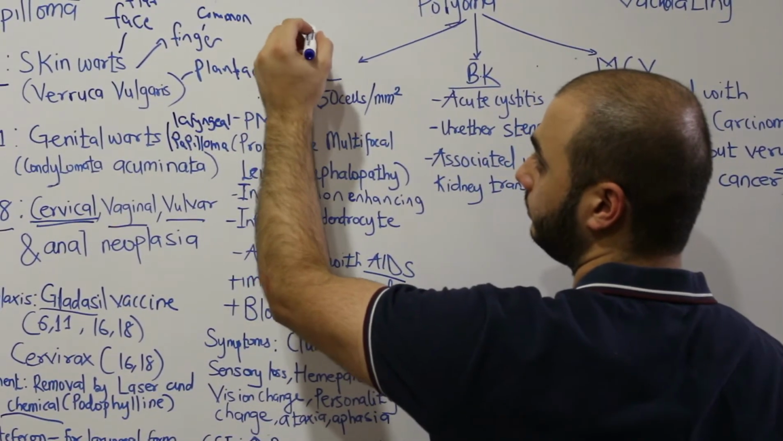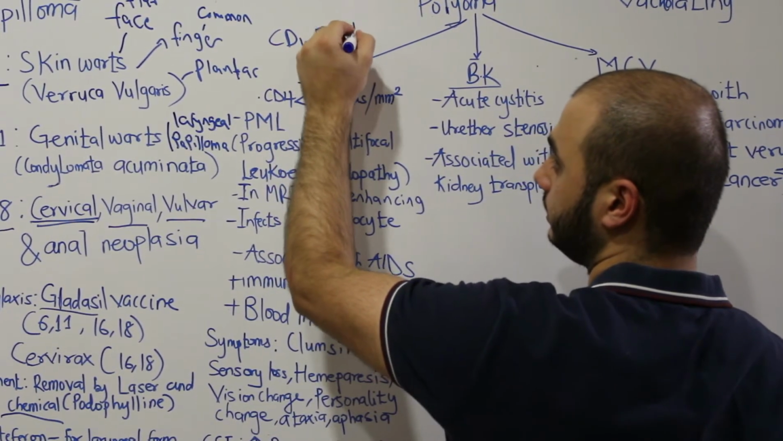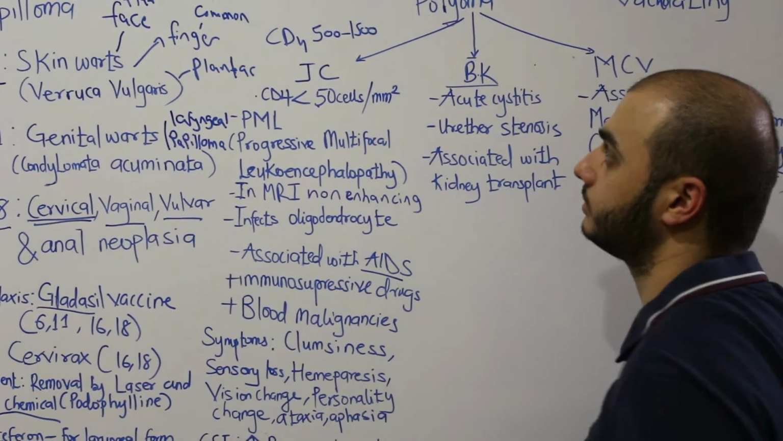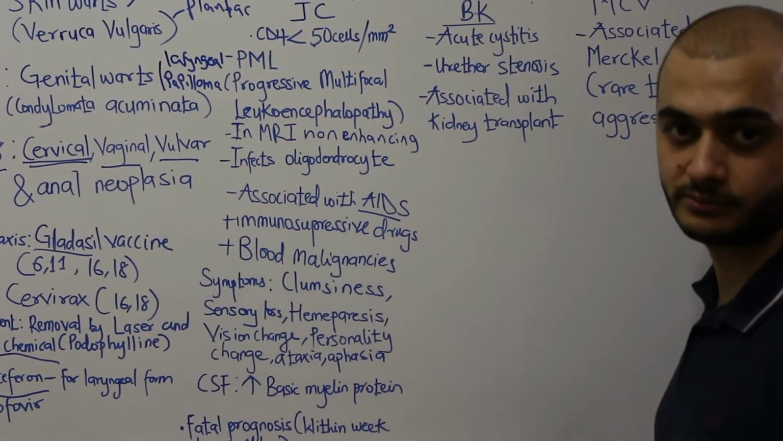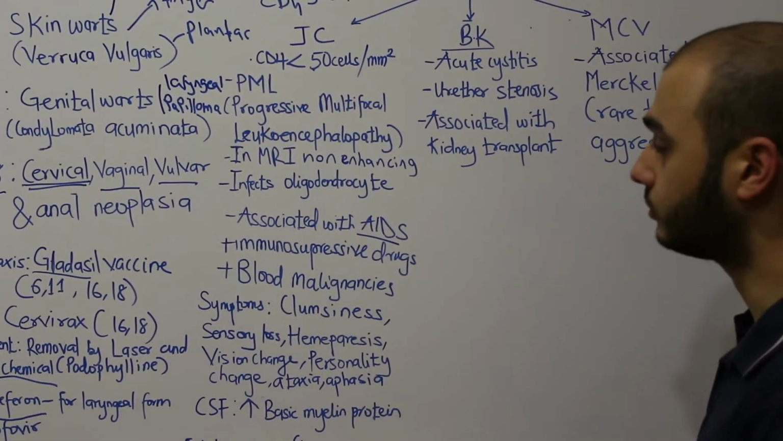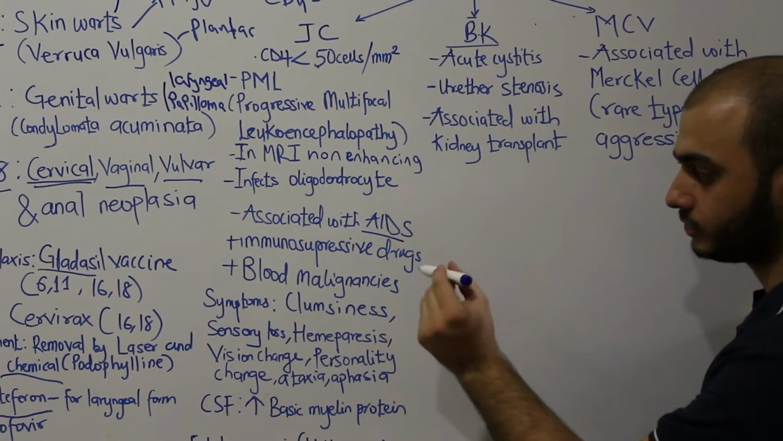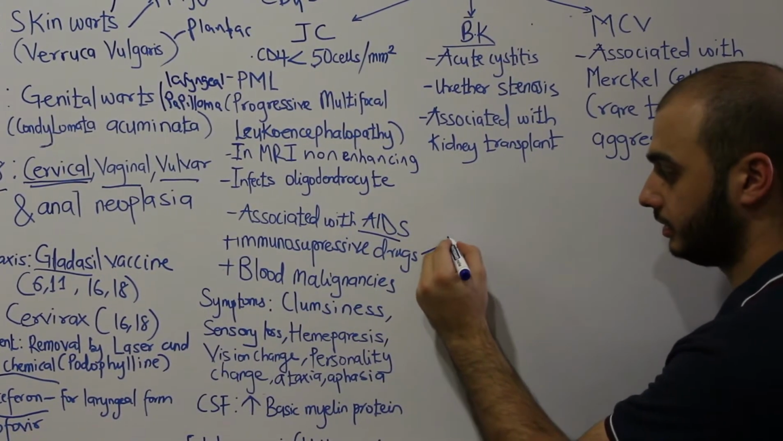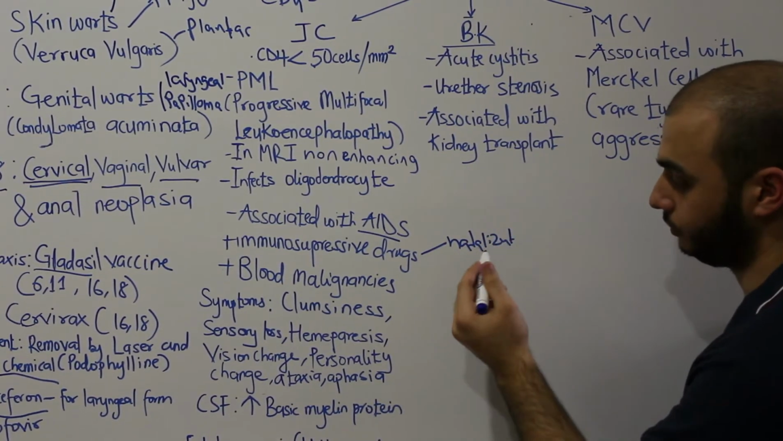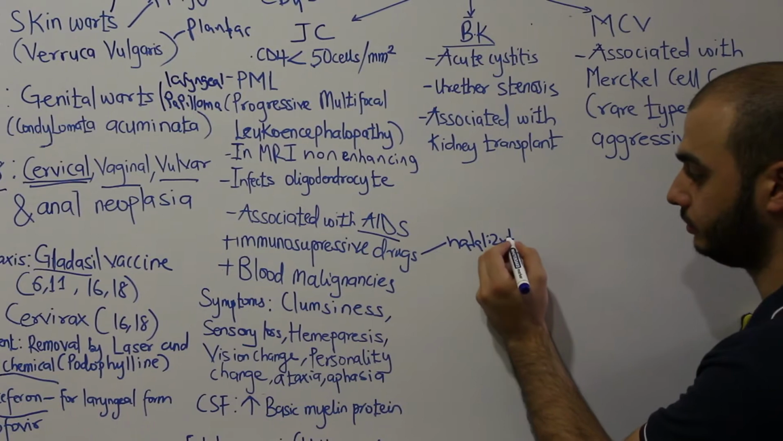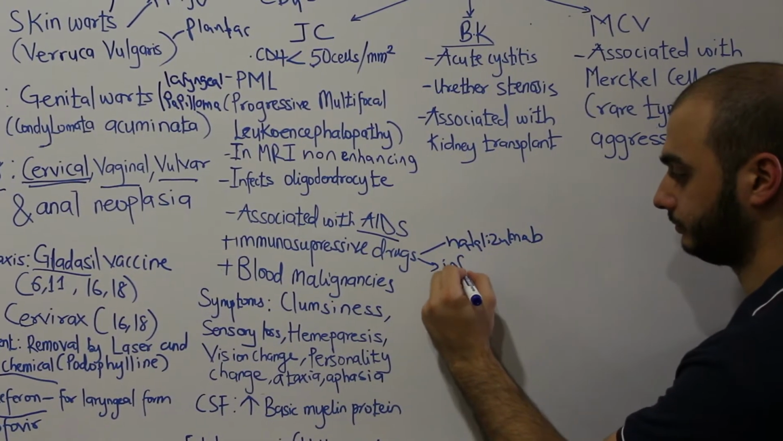CD4 count in our body is in the range of 500 to 1500. So when it's less than 50, there is already a high possibility for it to occur. Then immunosuppressive drugs such as natalizumab, a patient who is treated with natalizumab, and infliximab.